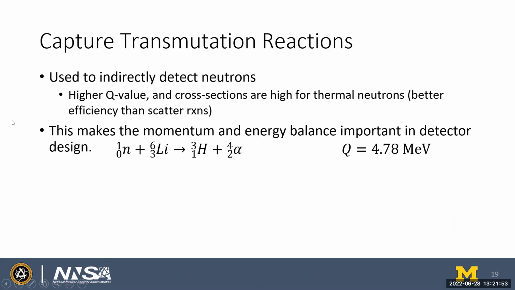This makes the momentum and energy balance important in detector design, and we'll do a quick example here on how you could know the energy of the triton and the alpha from this transmutation reaction. It's got a Q value of 4.78 MeV, which you'll need for this example problem.